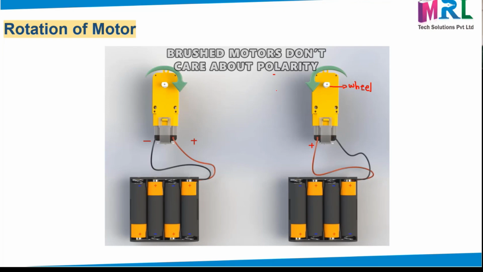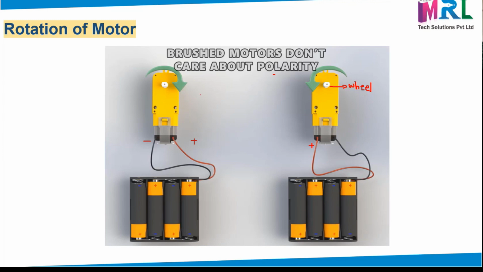So you can connect your motor with any polarity. Okay, so there is no fixed positive and negative here. You can connect in either polarity. But when you change it, the rotation is in a different direction. So when you give the polarity in this direction, the wheel is rotating clockwise. When you change the polarity, the wheel is rotating anti-clockwise.